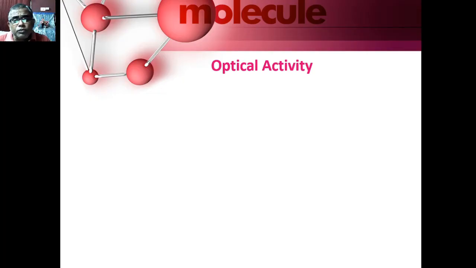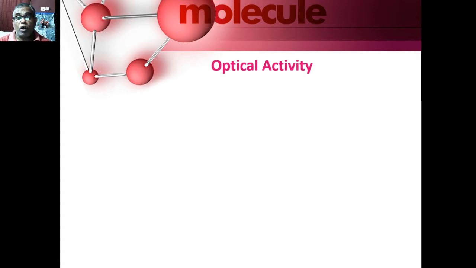Let us move into the most important part of our stereochemical discussion, which is optical activity. Any stereoisomer can have the ability to rotate the plane polarized light, and when it exhibits this property of rotating the plane polarized light, we call this phenomenon optical activity.